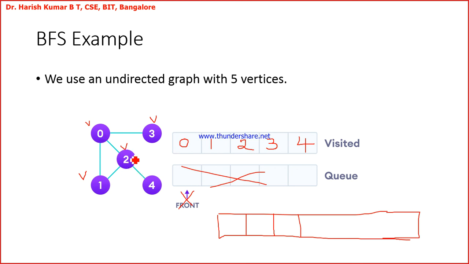Next I take 2, and I'll check whether there are unvisited nodes for 2. 0 is already visited, the only unvisited node for 2 is 4. So 4 is visited. Okay, people understood? Yes, sir.